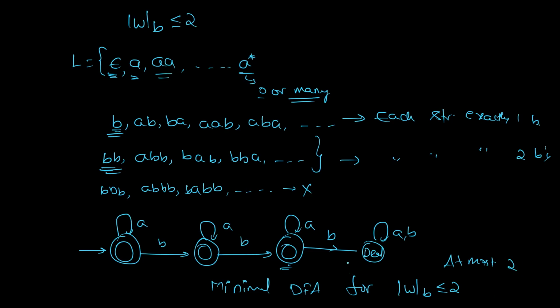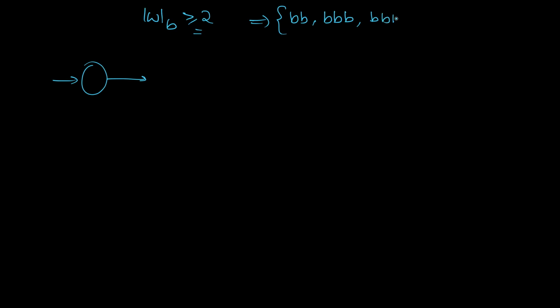What if we have at least 2? Like the number of B's in each string is greater than or equal to 2. So here the minimal string in this language would be BB, and we can have any number of B's greater than or equal to 2. So all these strings will be in our language.